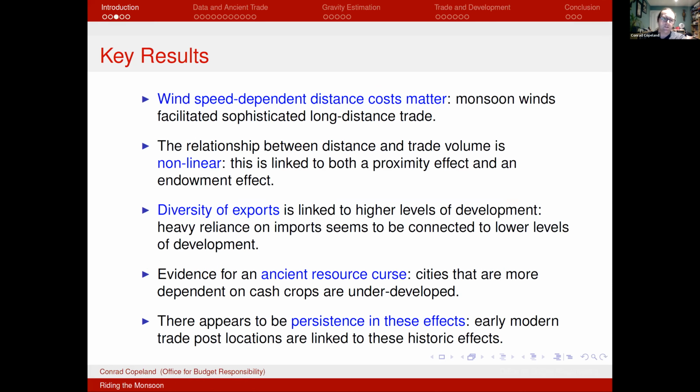And so the key results are essentially that the wind matters, right? Geography matters, and the trade network of the Indian Ocean is well modeled by a wind augmented Ricardian gravity model. And then in terms of development, it's this idea of export-led development, and diversity of exports leads to higher levels of development. There's also a little bit of evidence for an ancient resource curse, where specialization in cash crops and more plantation-based export goods is linked to underdevelopment. And then there is some persistence of these effects into the early modern period.